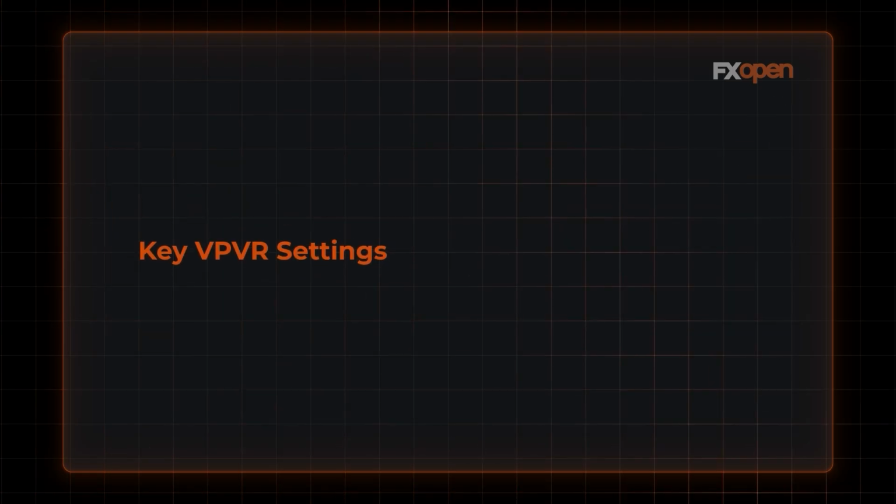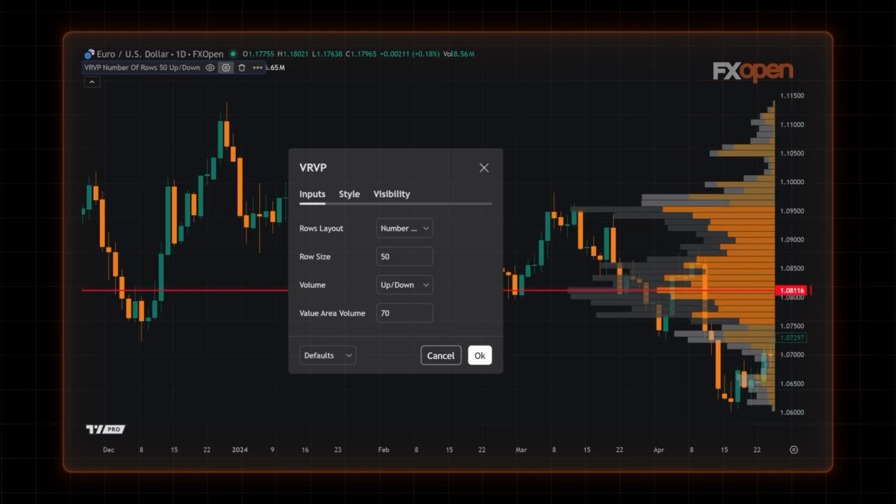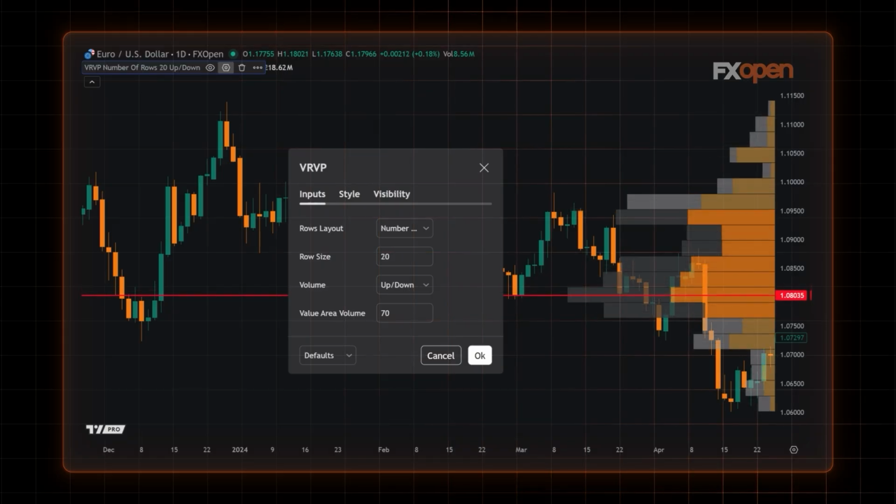Now let's go over the key settings of the volume profile visible range. Row size, also known as resolution or number of rows, controls how many horizontal volume bars appear on the profile. A smaller row size or a higher row count provides more detail, but it may create noise. A larger row size or fewer rows gives a cleaner, smoother profile, but it might miss some important price levels.